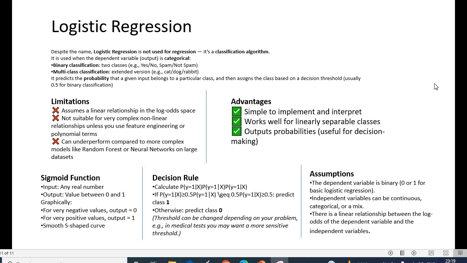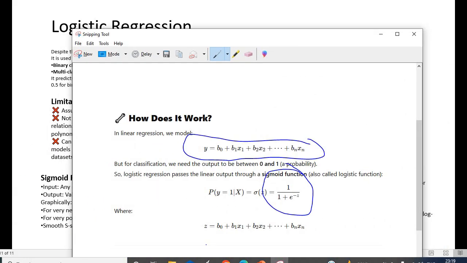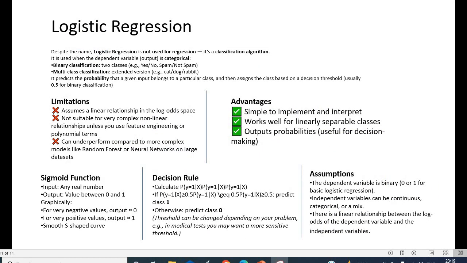Your x over here is your independent variable, and this is your dependent variable, right? Yes, there's a linear relationship between the log odds of the dependent variable and the independent variable, so it is only able to solve your problem where there is a linear kind of relationship between the x and y variables.